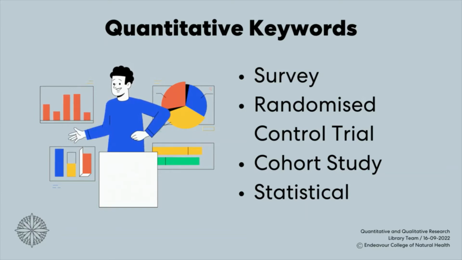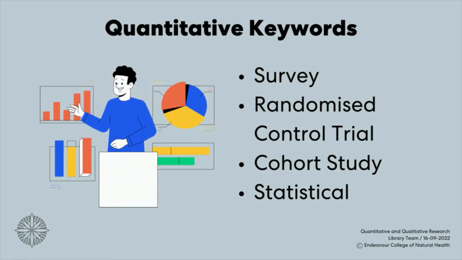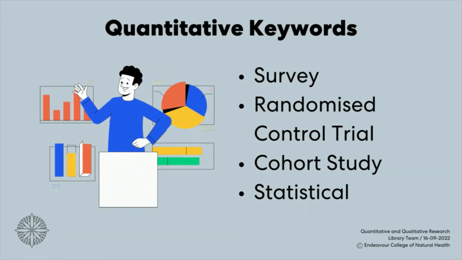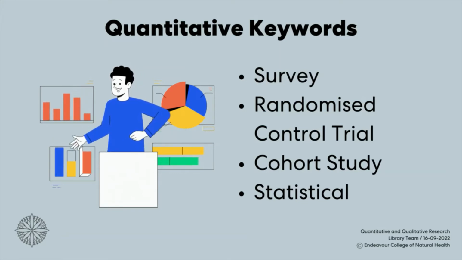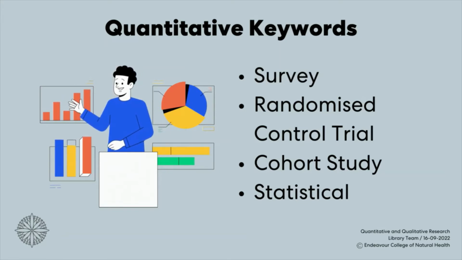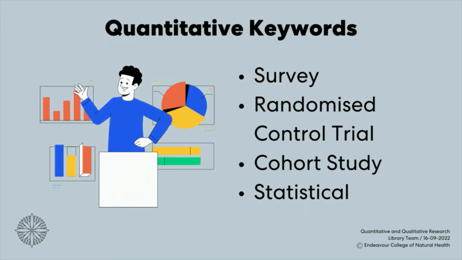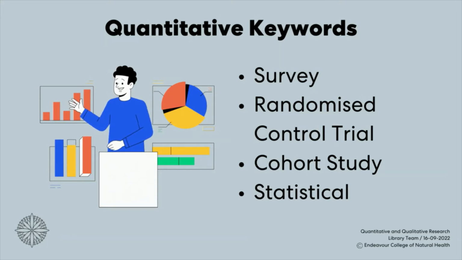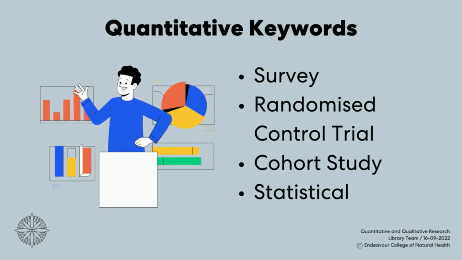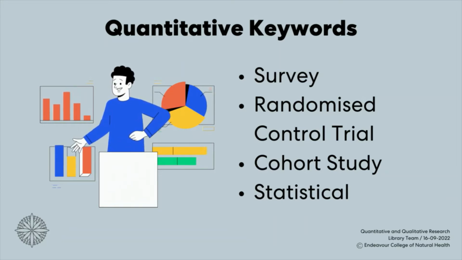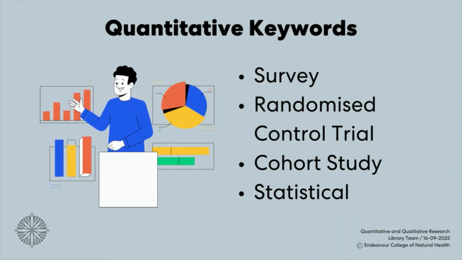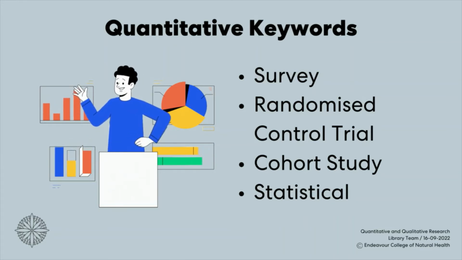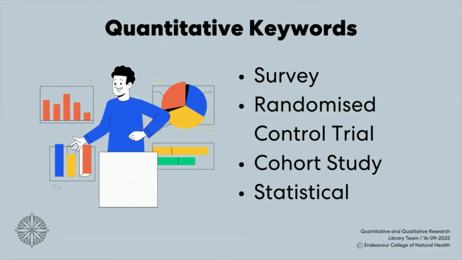Survey, in which multiple research participants are asked the same questions. Randomized control trial, a clinical trial in which research participants are randomly assigned to either an experimental group or a control group. Cohort study, in which research participants are interviewed on multiple occasions over an extended period of time. And statistical, a common term associated with quantitative research that is unlikely to relate to qualitative research articles.